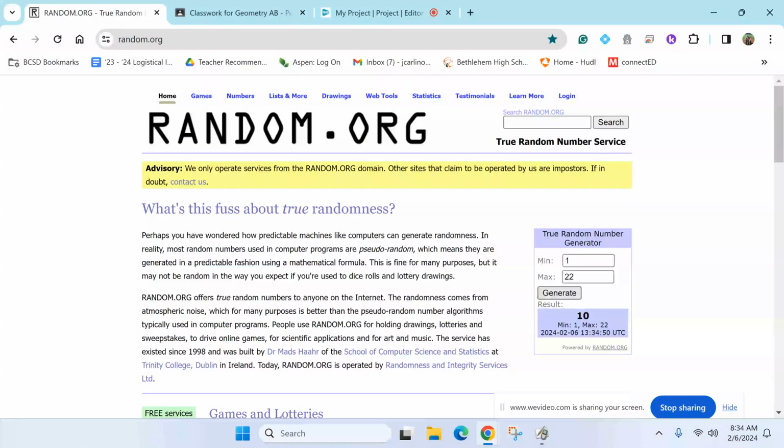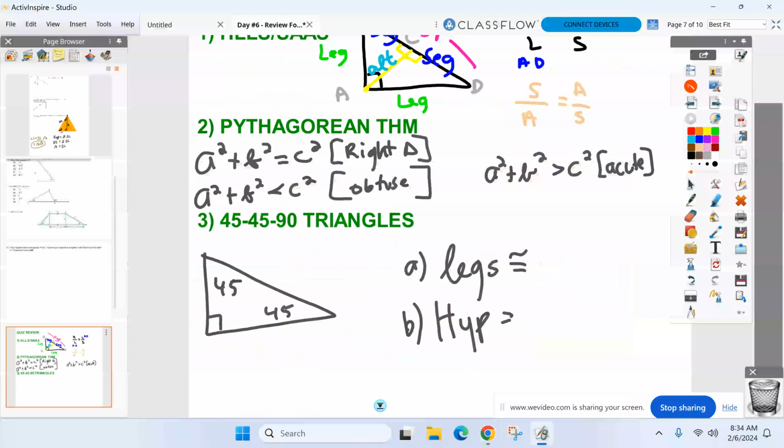And then how about something about the hypotenuse? Henry, what about the hypotenuse? Good. Leg times radical 2, and make sure it's radical 2. Don't stick the radical 3 in; that's coming up. This is radical 2. Good work.